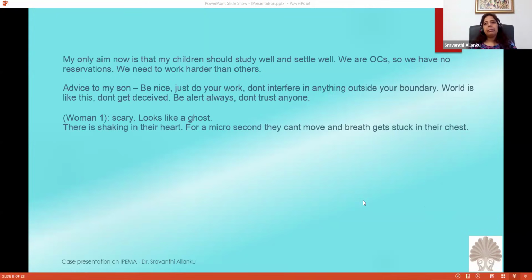I basically asked him, how exactly would he experience it when he sees a ghost, when he is scared? And he says that if someone sees the ghost, there is shaking in their heart. For a microsecond, they can't move, and breath gets stuck in their chest. This is all source language.